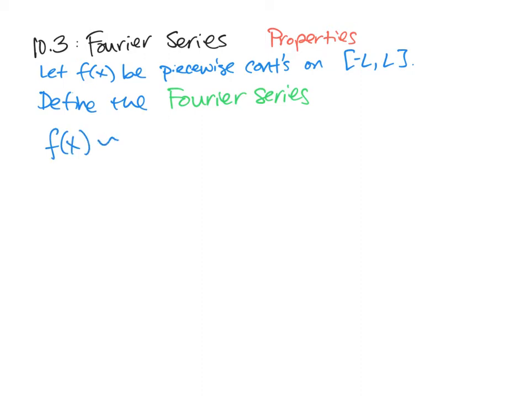So it's not exactly equal to at this point. That's not what we want to say. But we're going to associate it with the series a0 over 2, and then an infinite sum, n equals 1 to infinity. We have a cosine term and a sine term.